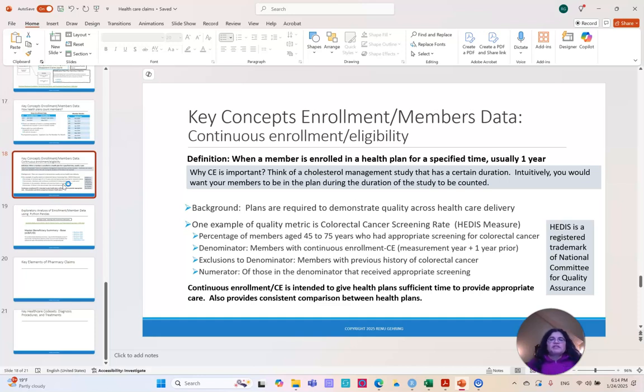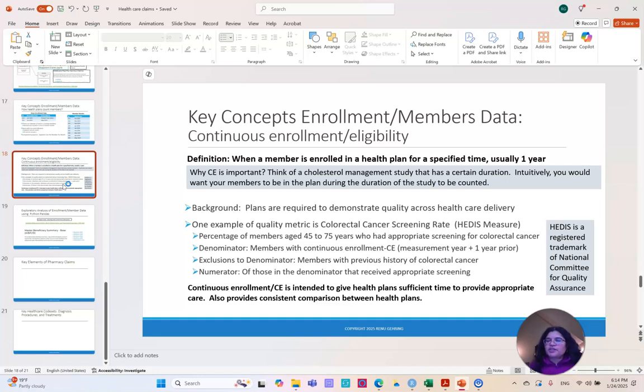Now, why is continuous enrollment important? Think of a cholesterol management study that has a certain duration. So you do the study for 2 years. Intuitively, you would want your members to be in the plan during the duration of the study to be counted, right?